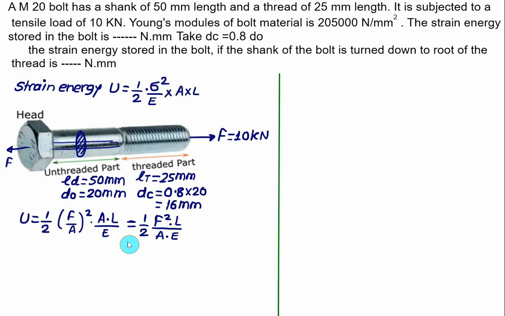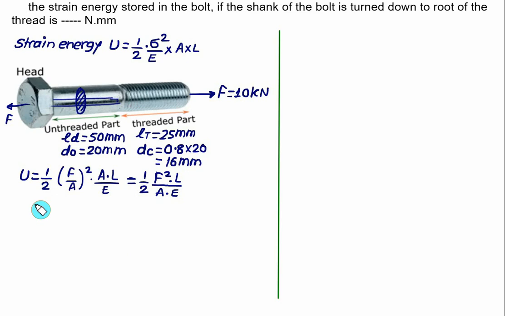This will do the quick solution. So we have total strain energy consisting of the strain energy in the threaded part, UD, plus the strain energy in the unthreaded part, UT. So area will change and the length will change, otherwise everything remains the same.